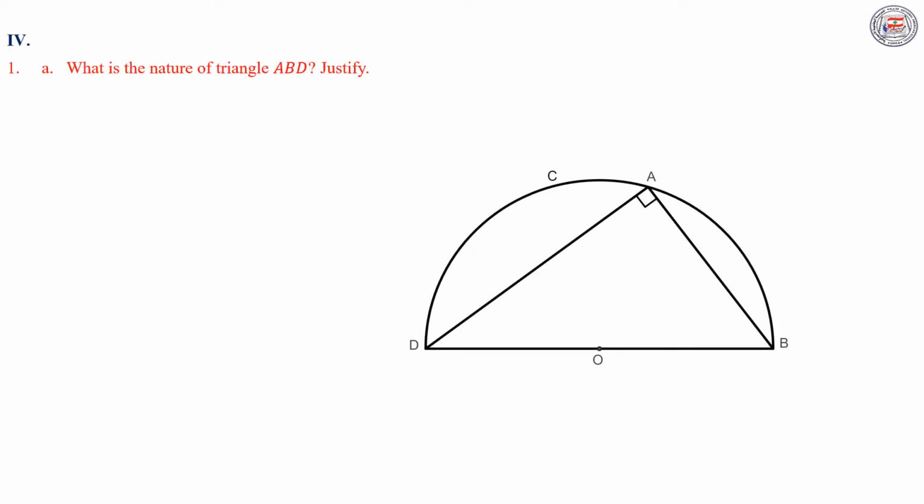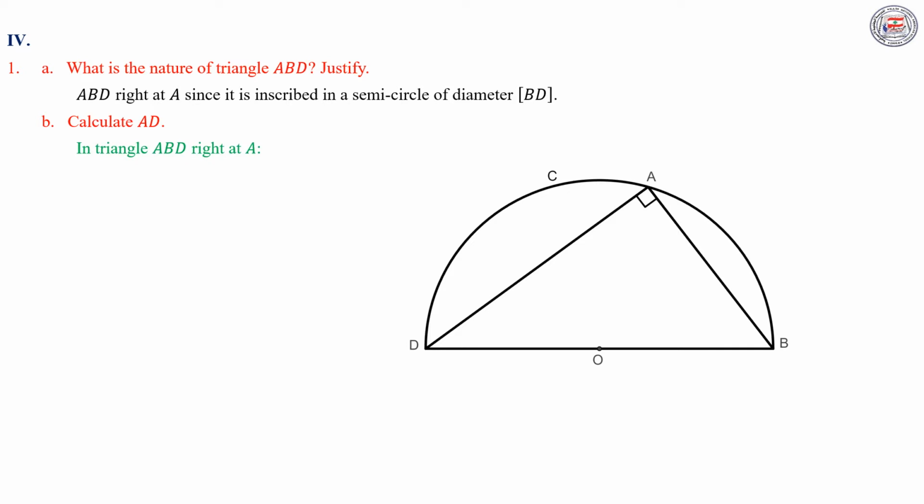In part 1a, what is the nature of triangle ABD? ABD is a right triangle at A since it is inscribed in a semicircle of diameter BD. In part B, we have to calculate AD.